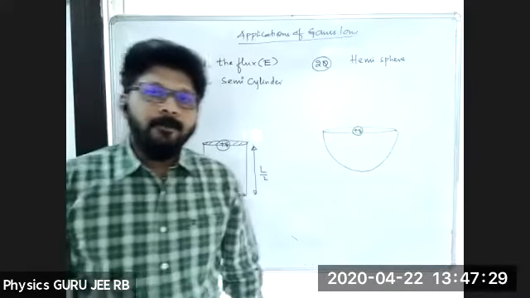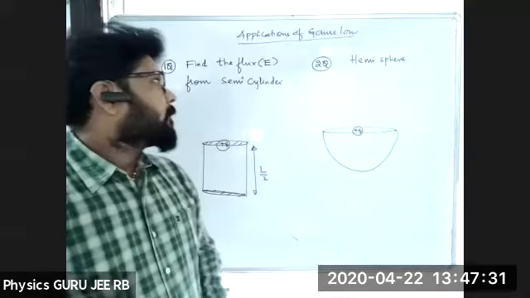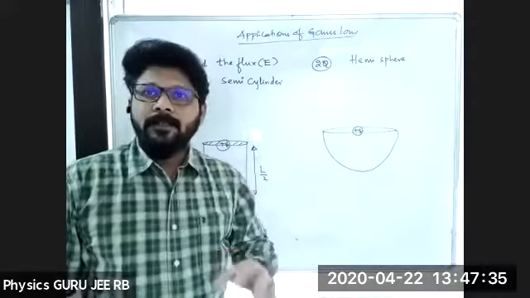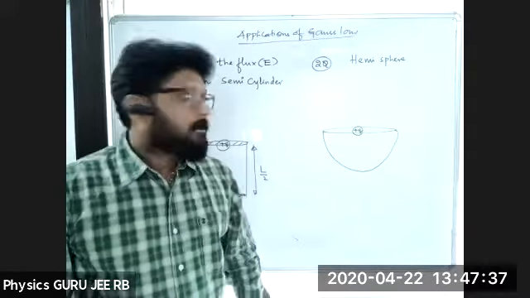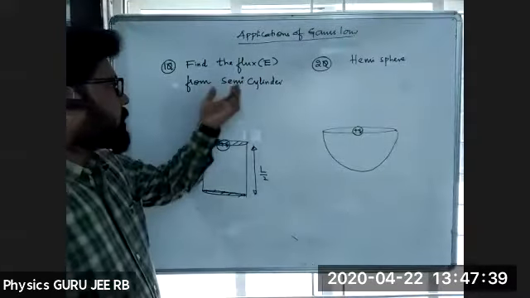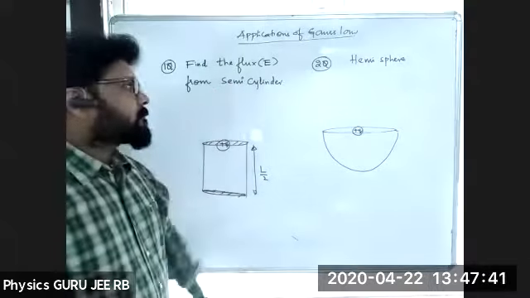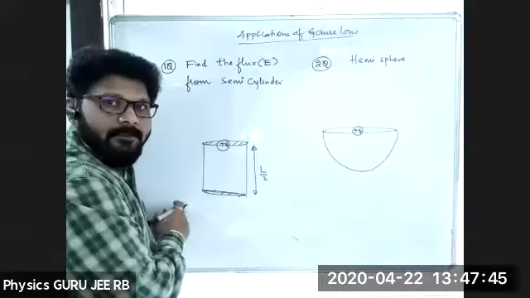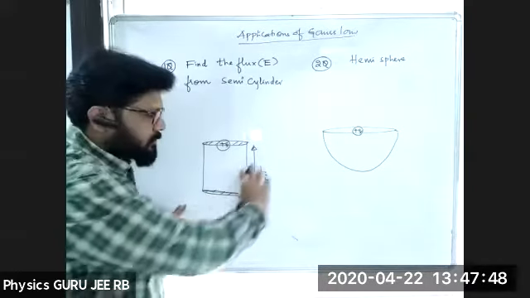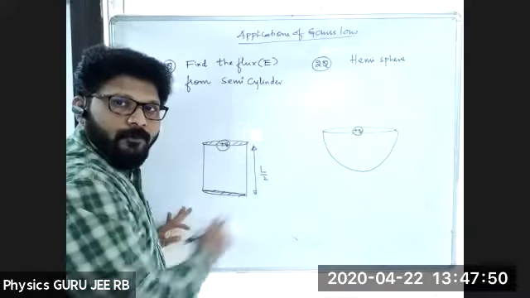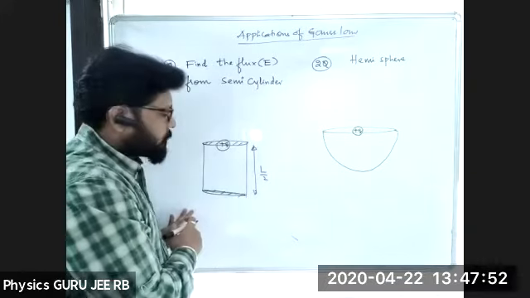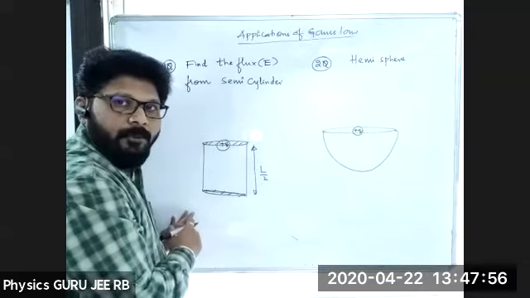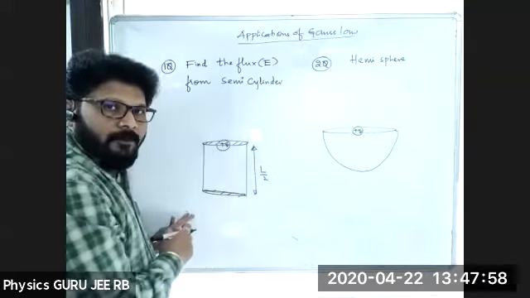So good afternoon all. Today we are going to discuss application of Gauss law, or we can say flux. First, find the flux from the semi-cylinder. We have one semi-cylinder. It is half of the cylinder whose length is L by 2, right? And we want to calculate what is the flux through it.